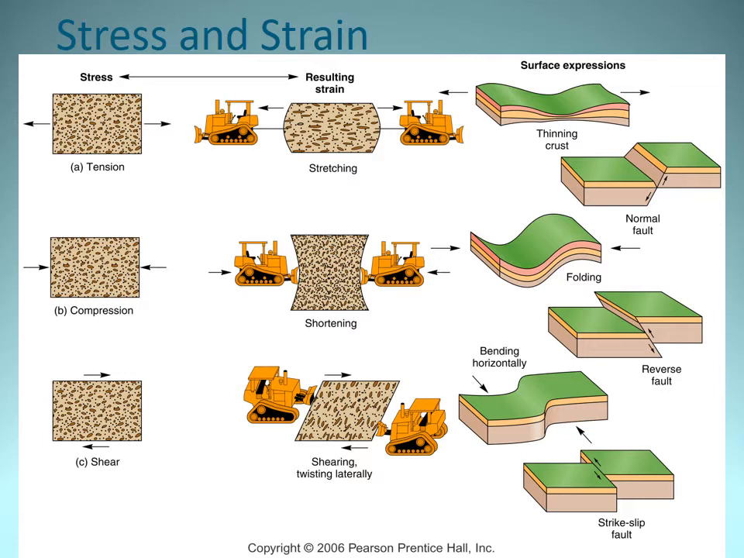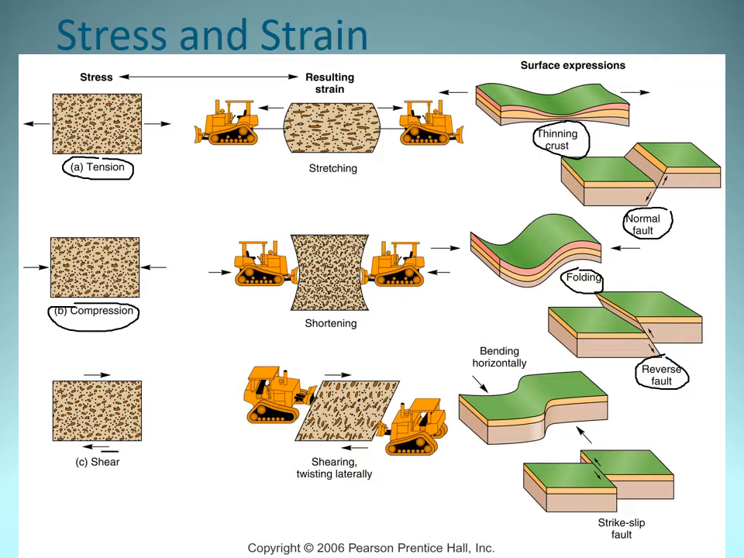So the first kind of stress and strain is called tension. Tensional forces pull rocks apart. And if those rocks are relatively malleable, it may just thin the crust. If it breaks, it'll create a fault. And we'll get into more about these kinds of faults in a little bit here. If we have compressional forces, that means these forces are pushing the rock together. It can create folding in the rock, or it can create a reverse fault.